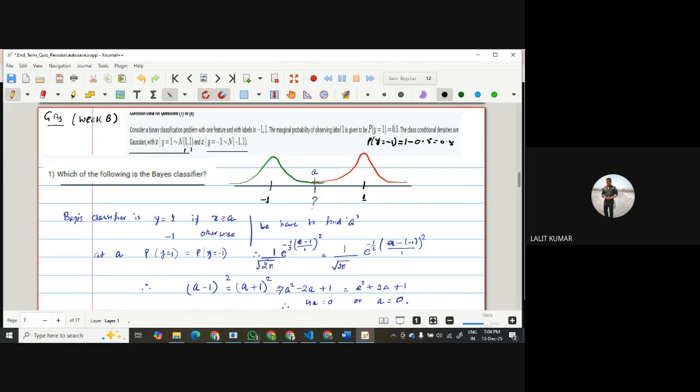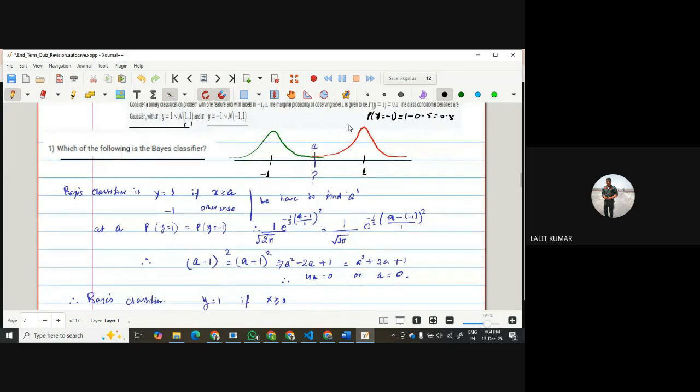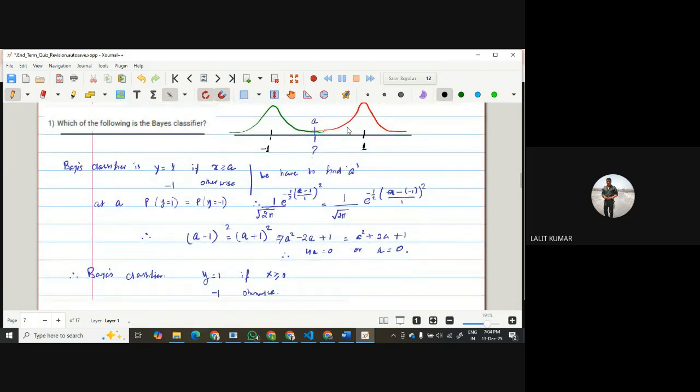So they have given the Bayes classifier. We know how the Bayes classifier looks like. A Bayes classifier is something like this: y = 1 if x is greater than or equal to theta, I have written a here, or -1 otherwise. So we have to find this a. What is this a?